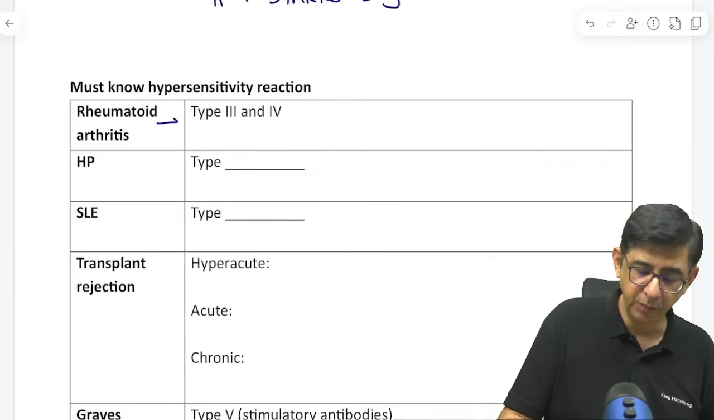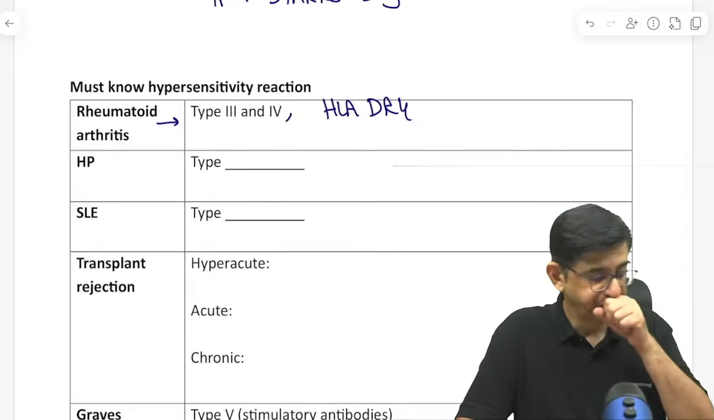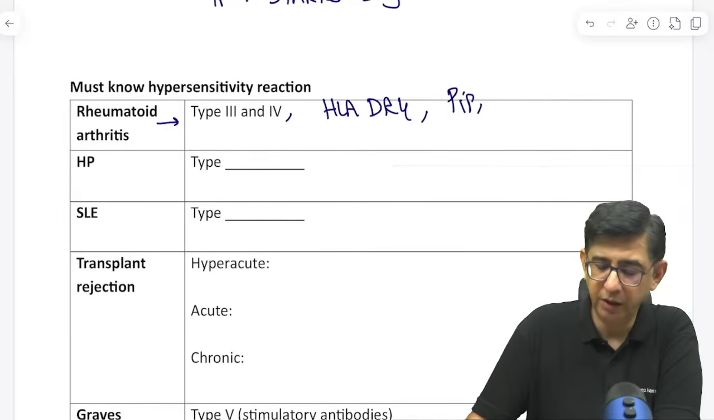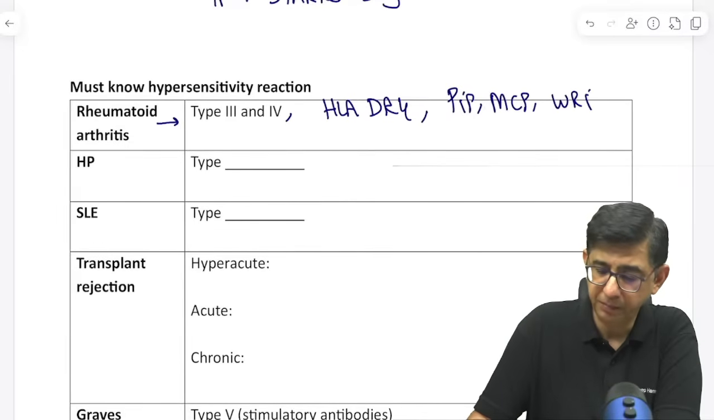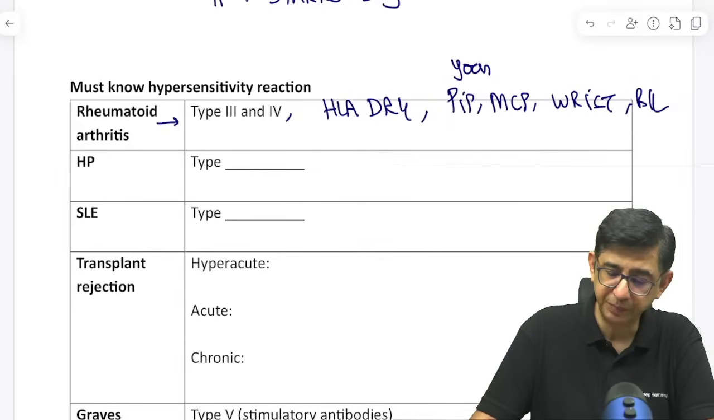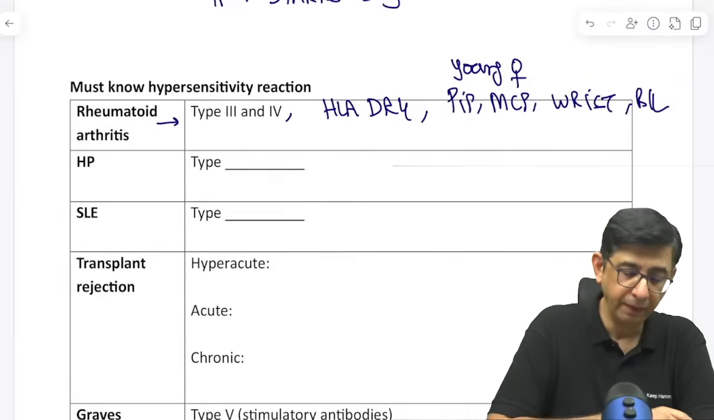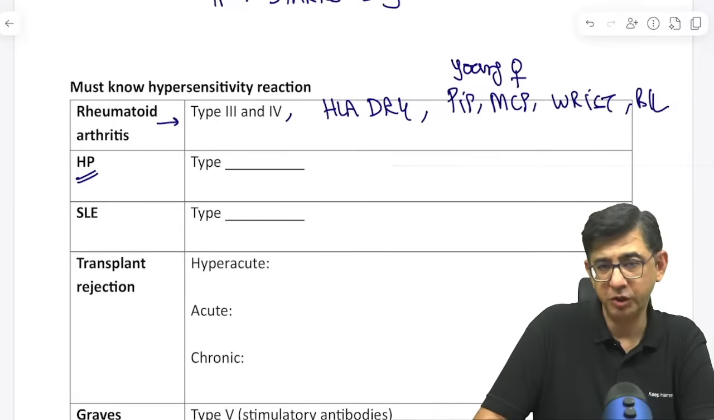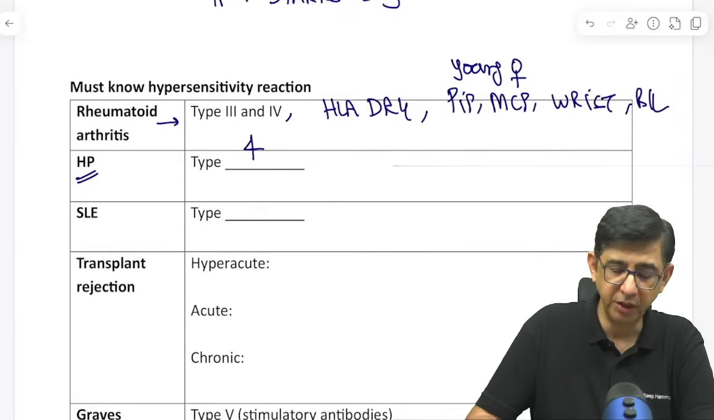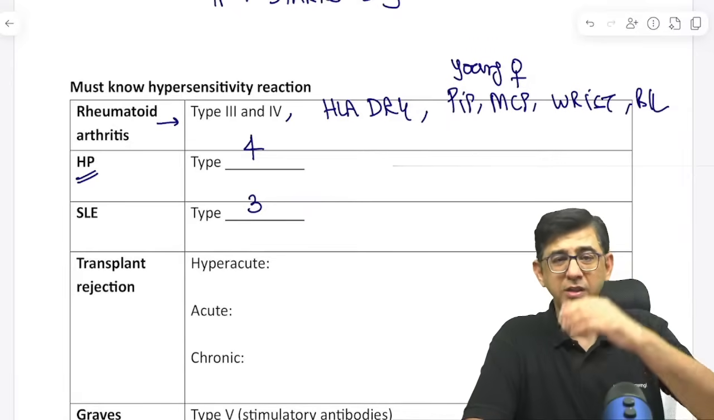Rheumatoid arthritis is an example of type 3 hypersensitivity reaction. Don't mix it with HLA-DR4 positivity. For rheumatoid, where you get involvement of the small joints of the hand, PIP, MCP and the wrist, it is bilateral involvement in a young female with morning stiffness. It is type 3 as well as type 4 hypersensitivity. Then is hypersensitivity pneumonitis, which is farmer's lung, which is type 4 hypersensitivity. In SLE both 2 and 3 apply, but the single best answer would be type 3 hypersensitivity for systemic lupus erythematosus. And then is transplant rejection.